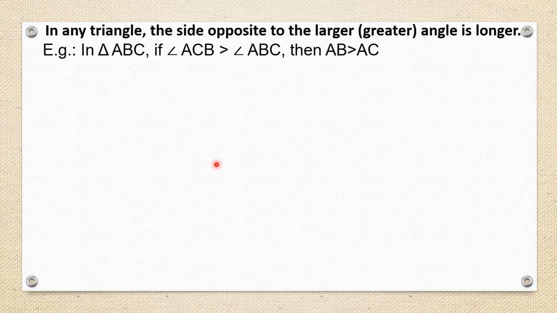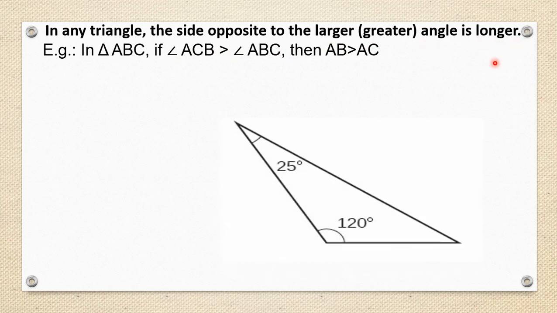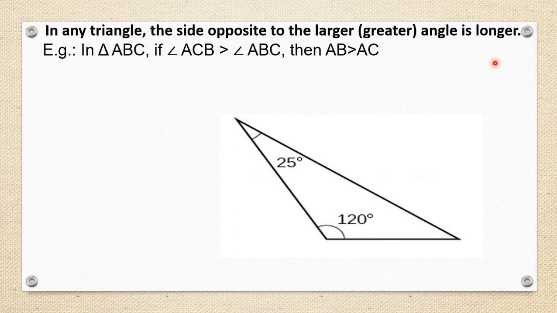Then the next inequality is that the side opposite to the greater angle is greater. Now we are talking about the sides while the angle measurements are given. So let's take two measurements of the angles. One is 25 degrees and one is 120 degrees.